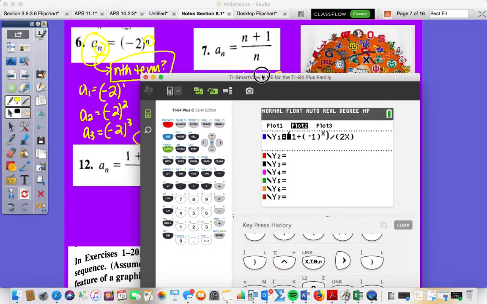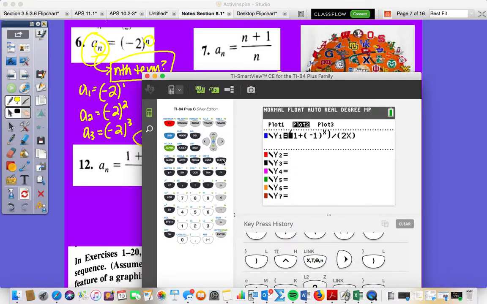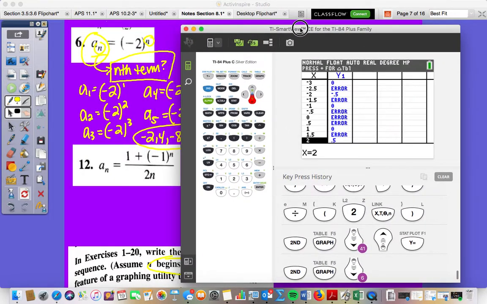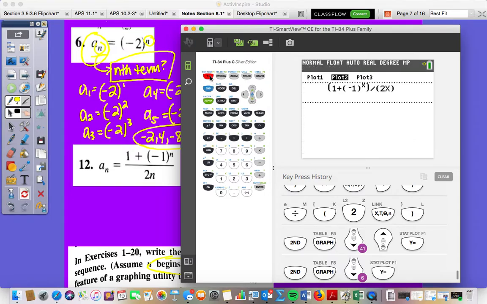I don't know why this one's not working. Let me do a more basic one. I don't know why that's coming up like that. Second graph, let me make sure going down. Plug 1 in. I don't know why it's saying error. That's weird. Okay, let me try another one. Let me go to y equals. It could be something in my calculator.